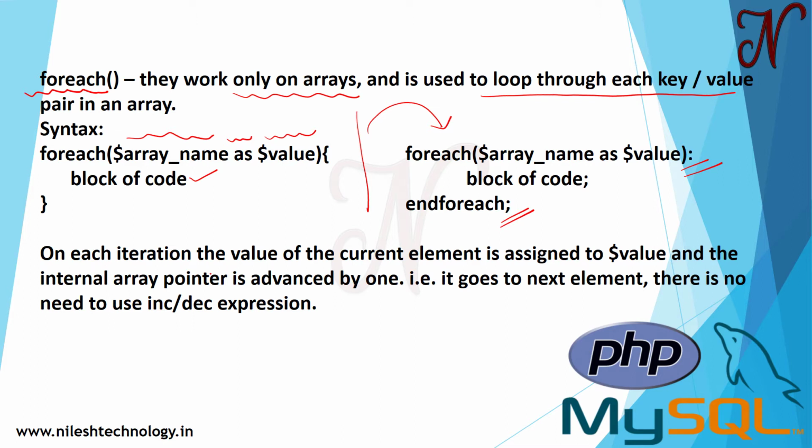So see here, on each iteration the value of the current element is assigned to this $value, and the internal array pointer is advanced by 1 automatically. So there is no need to add an increment or decrement expression. It goes to the next element directly.